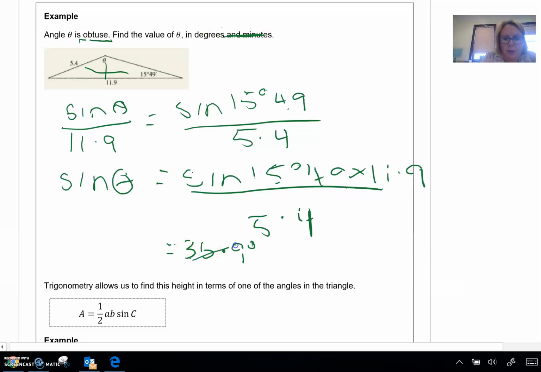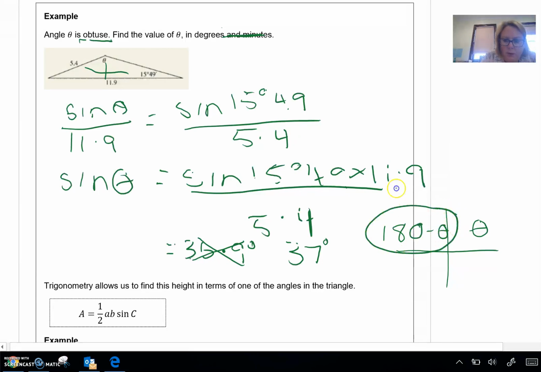Now when I put this in my calculator, I get 37 degrees. Now because I know this is theta and this is 180 minus theta, the obtuse angle is 180 minus theta. So it's 180 minus 37, which is 143. And that's your obtuse angle.